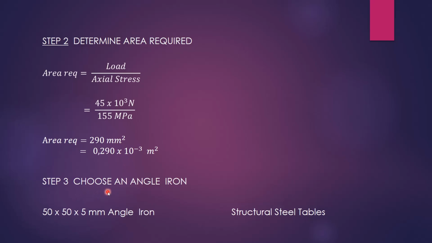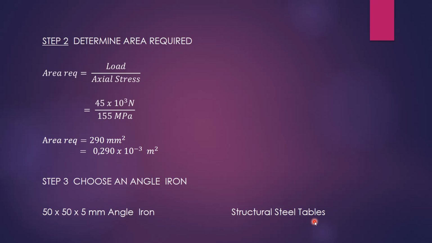So now step number 3, we are going to choose an angle iron. So this one, it is your own choice. Here they chose 50 by 50 by 5 angle iron. Remember, why is it 50 by 50? This one shows that it's an equal leg, as they told us, right? The question is that we must select what? The equal angle or the equal leg. So now they chose this one here from the structural steel table.